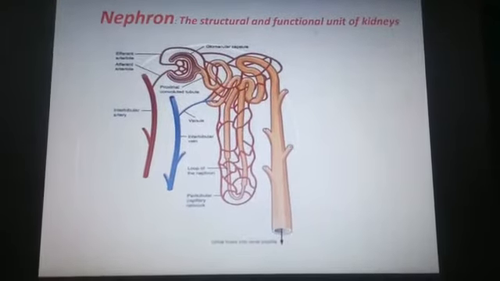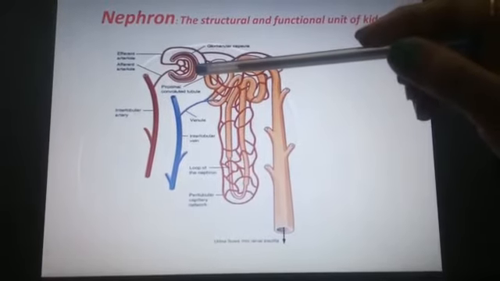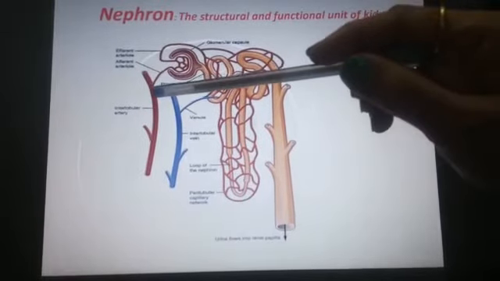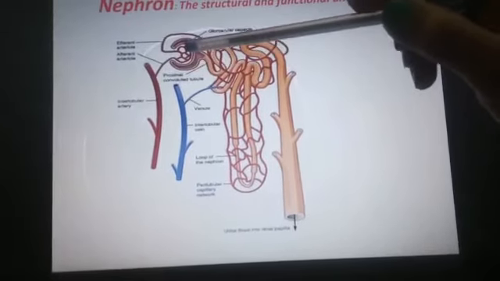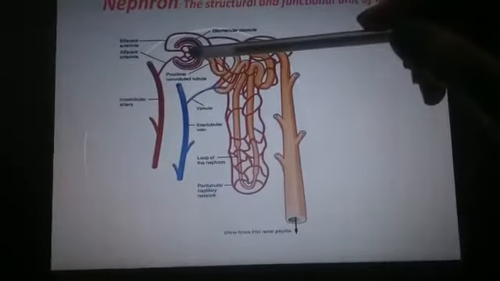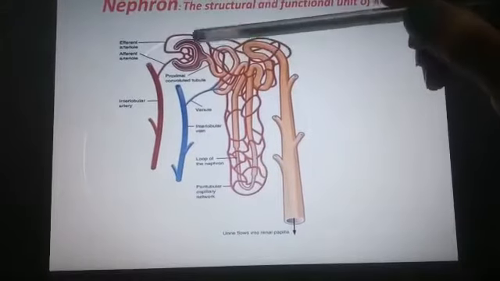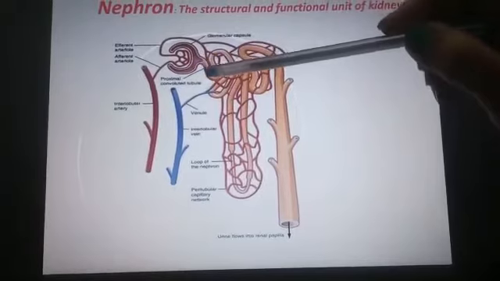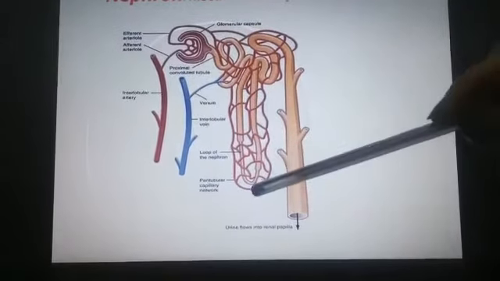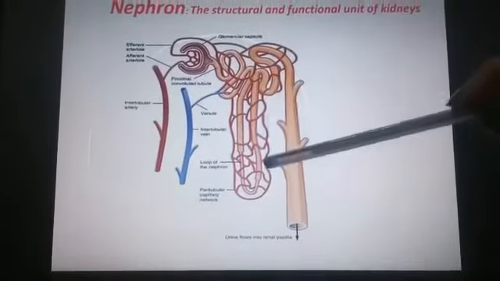A nephron comprises a cup-shaped structure known as Bowman's capsule, and within this Bowman's capsule enters the renal artery and forms a network of blood capillaries. This network of blood capillaries is known as the glomerulus. The Bowman's capsule extends in the form of urinary tubules, which are surrounded by a network of blood capillaries.